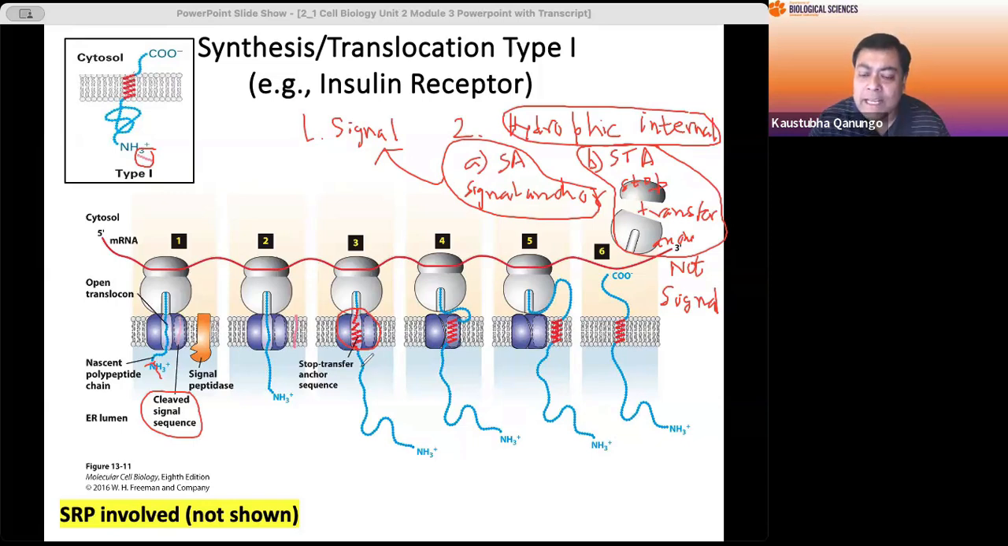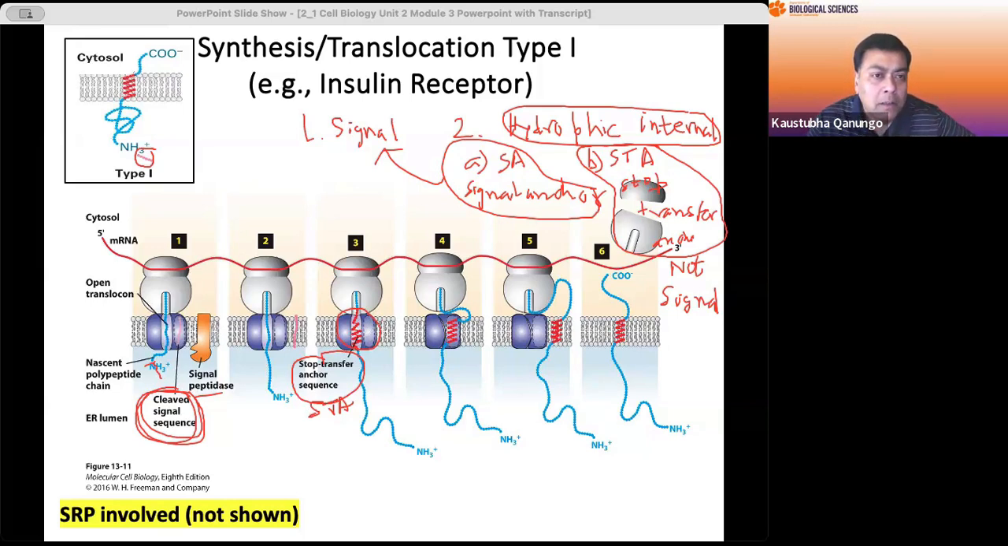But this is not a signal because the signal was already at the N-terminal, and the SRP brought the ribosome onto the translocon upon receiving this signal. And the ribosome is sitting right there. This is not a signal. This is a stop transfer anchor or STA. What it does is that it interacts with the hydrophobic sequences of the side channels.